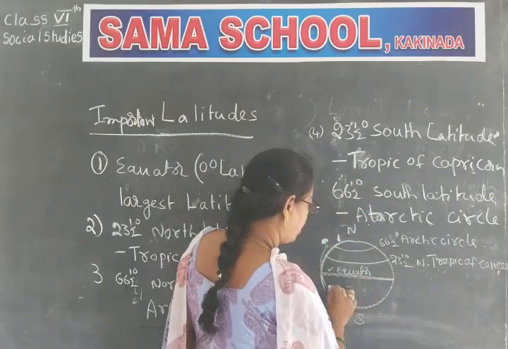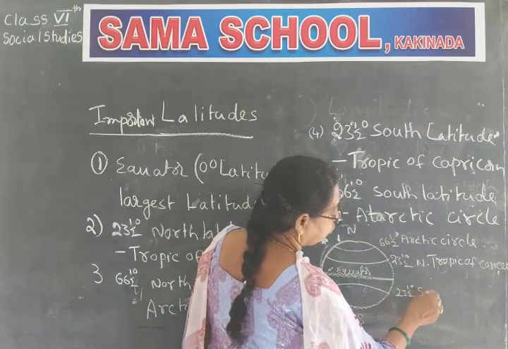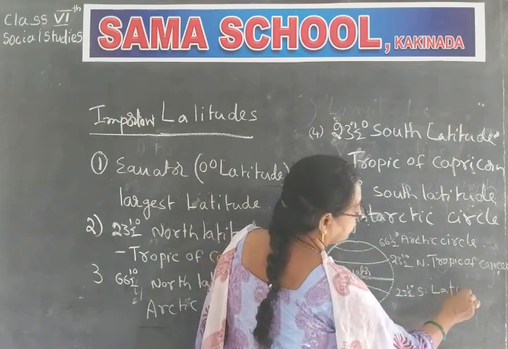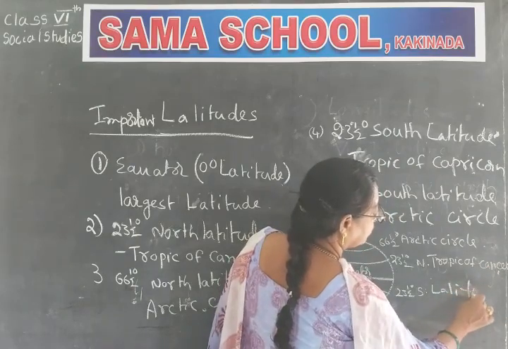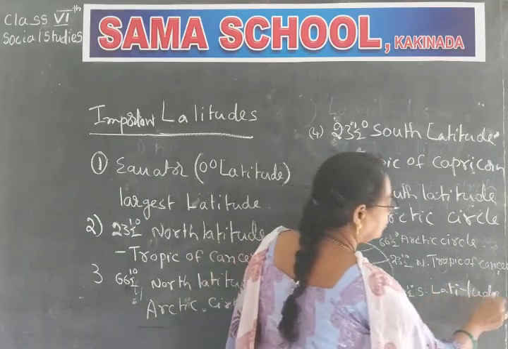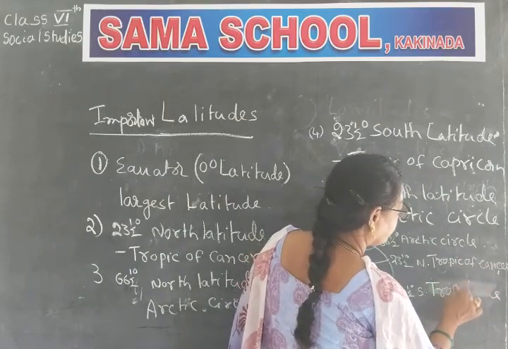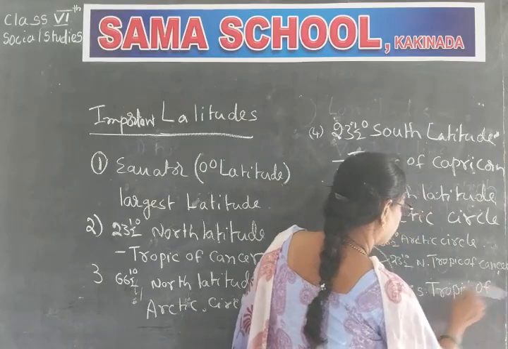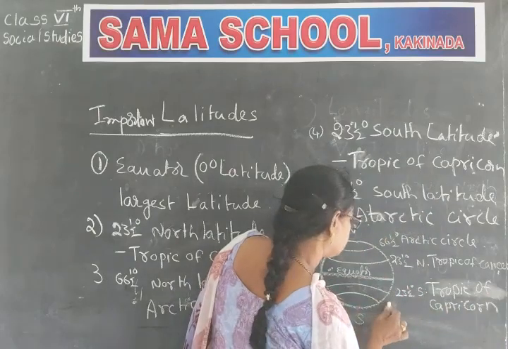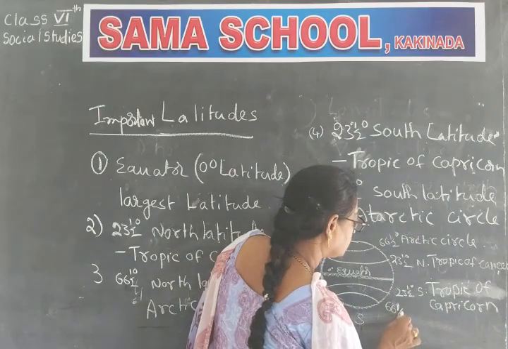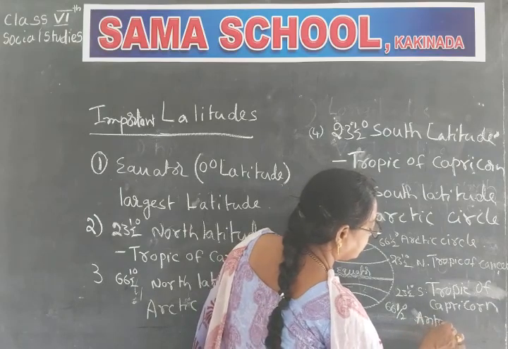This is the equator, I have already written. This is 23 and a half degrees south latitude. That is the Tropic of Capricorn. And then 66 and a half degrees south latitude. That is called the Antarctic Circle.